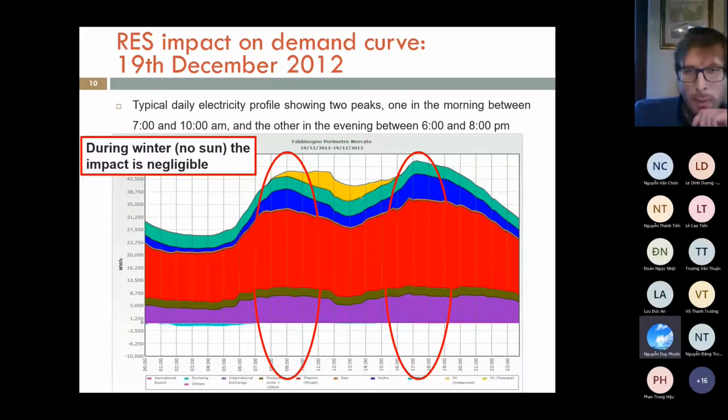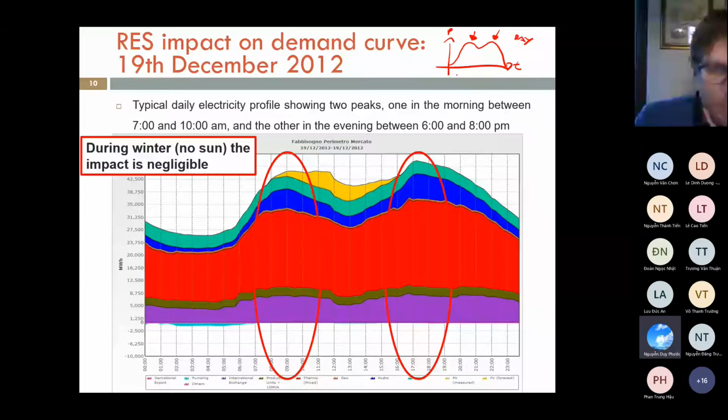I don't know if you remember the shape of the load. I showed you last week. It was something like this. Okay, with the peak in the morning and the peak in the afternoon. Okay, P and T. This is for a day. Okay. So in winter time, where you do not have generation from PV, you still have the two peaks, okay, one in the morning between 7 and 10, and one in the evening between 6 and 8. Okay.